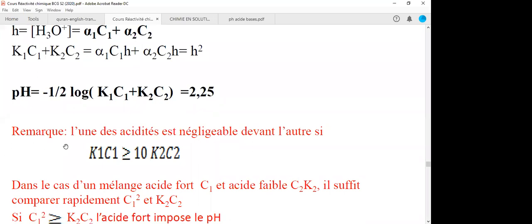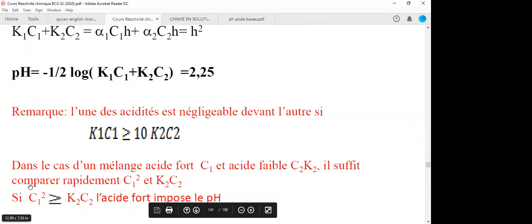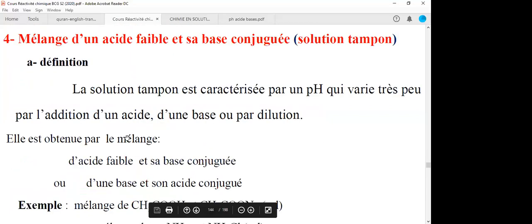So remark, l'ionisation de l'un des acides est négligeable devant l'autre. So one acid is going to be ignored in the presence of the other acid, if this condition is verified. I've explained this one already. Dans le cas d'un mélange acide fort et acide faible, il suffit de comparer rapidement C1 squared et Ka C2. We have talked about this one already. So l'acide fort impose le pH. This is just the summary.